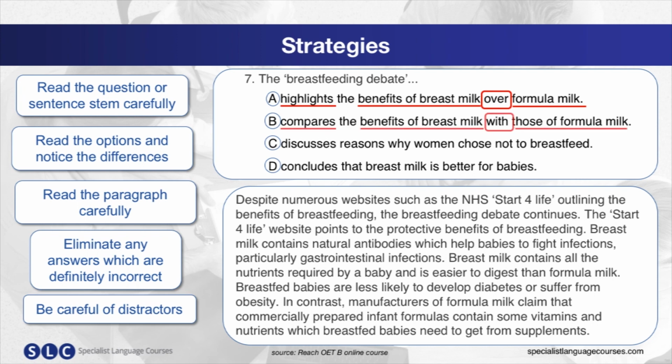Option B compares the benefits of breast milk and formula milk. So there would be information discussing the advantages of both. Option C discusses why women choose not to breastfeed. So for this to be the correct option, it would need reasons and examples to support this. Option D, a conclusion that breast milk is better for babies. So for this option to be correct, there would need to be a statement of this and supporting evidence that suggests that breast milk is better for babies. Now read the paragraph and decide which option you think fits best.